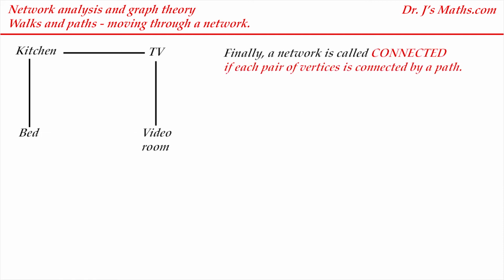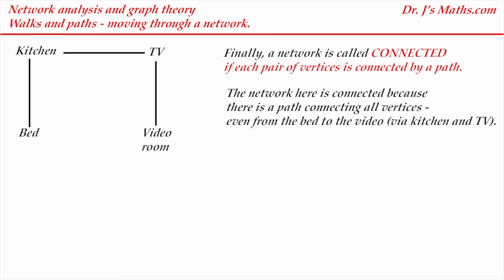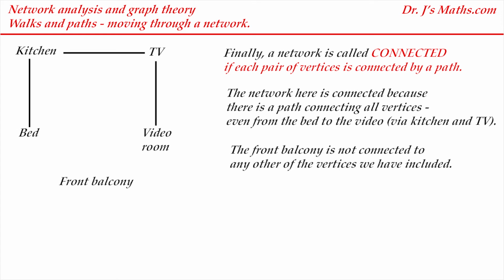Finally, if we go back to our basic path that we talked about, which I'm showing again there, we can call a network connected if each pair of vertices is connected by a path. Well, the bed to kitchen, kitchen to TV and so forth, those are paths. But the network here is connected because there is even a path between the bedroom and the video, admittedly via the kitchen and the TV. But the front balcony is not connected to any of the vertices that we have included. And because it's not connected, the balcony creates a disconnected network.